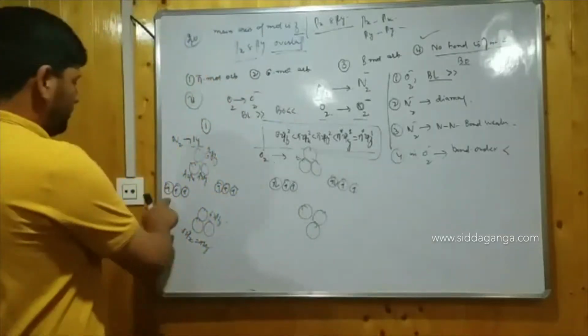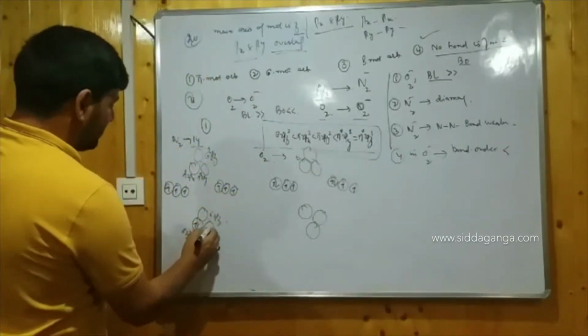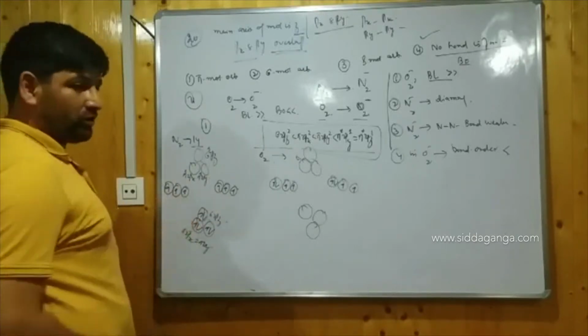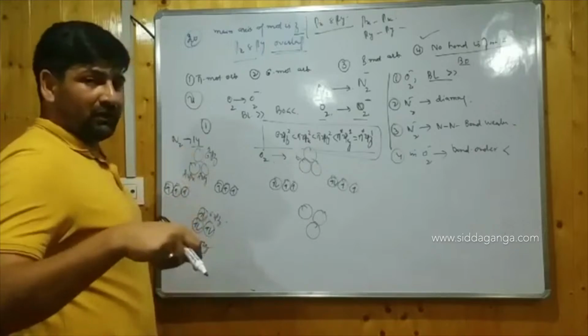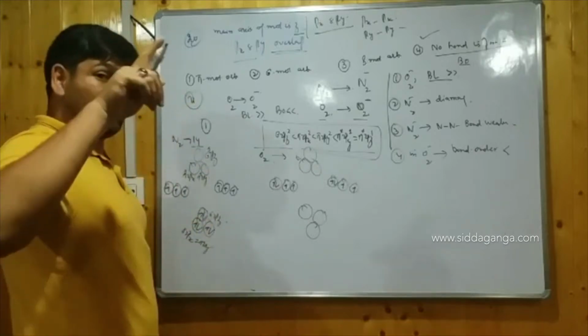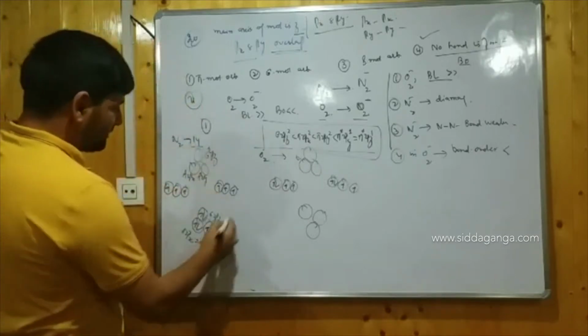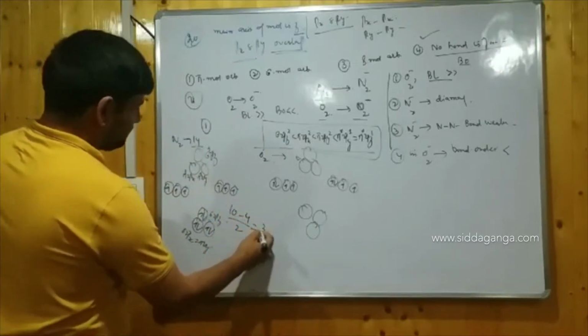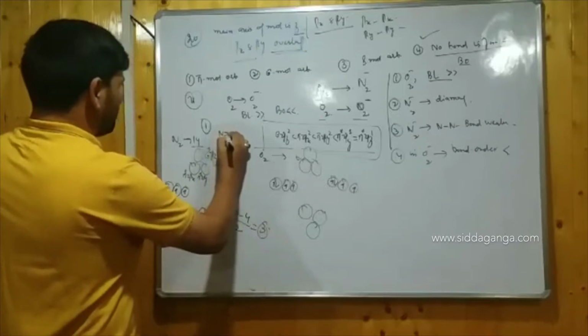So now, how many total electrons? 6. All the 6 electrons will go to bonding or antibonding? Bonding. So tell me the number of electrons in bonding orbital. Sigma 1s2, then sigma 2s2, then these 6, total 10, minus 4, divided by 2, that will be equal to 3. So nitrogen's bond order is 3.